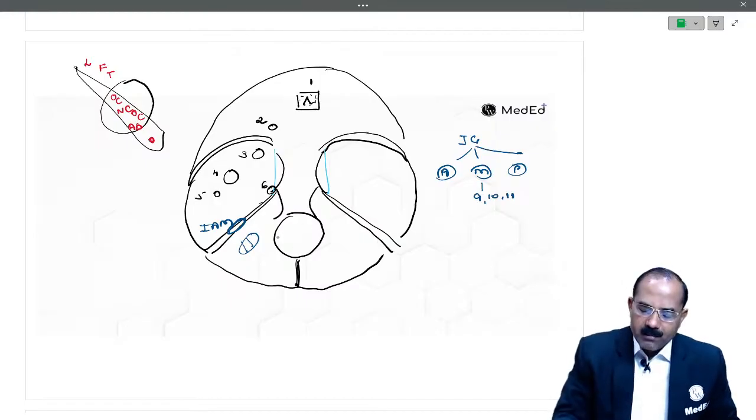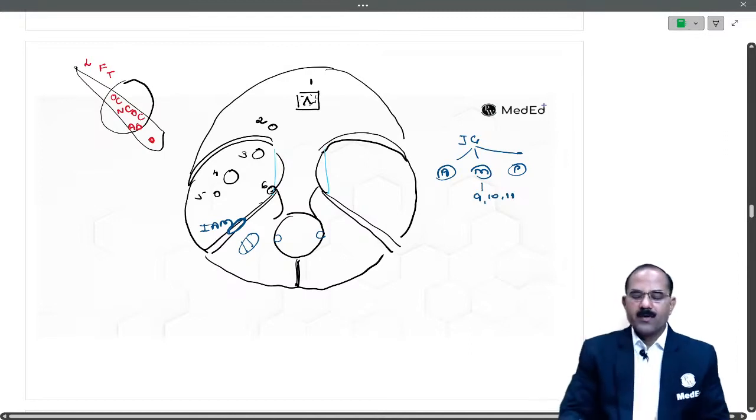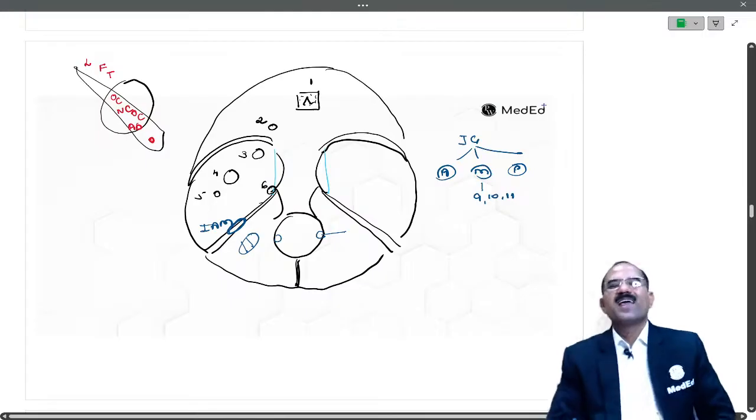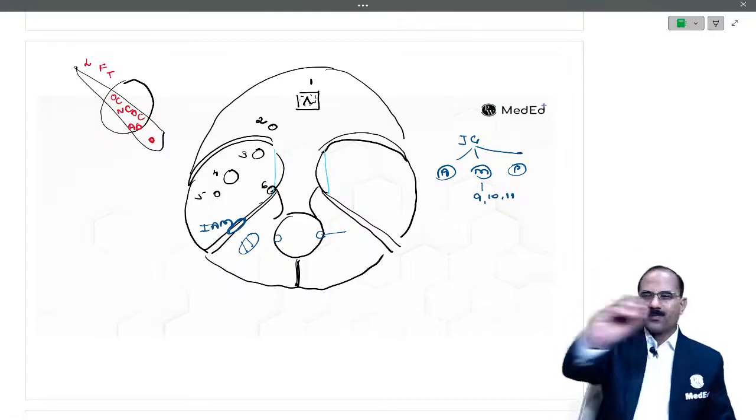And that's the foramen magnum. There's a foramen here. What is this known as? Hypoglossal canal. Hypoglossal canal is also known as the anterior condylar canal. And what passes through the hypoglossal canal is the hypoglossal nerve. Perfect.